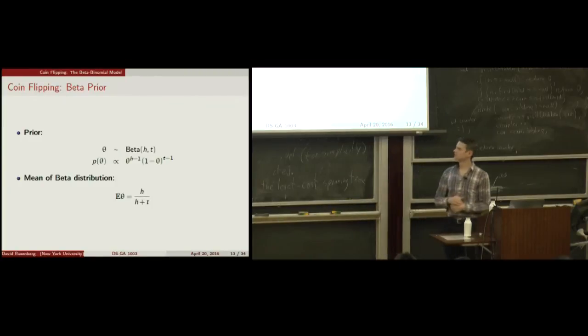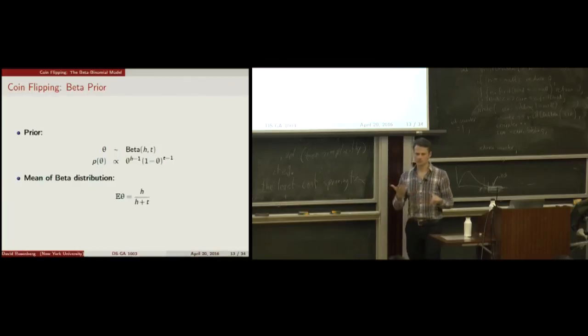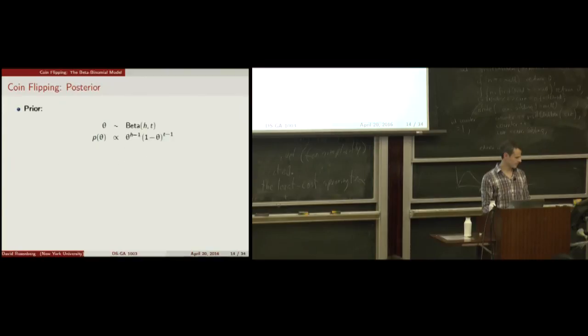Yeah, if I scale h and t by the same constant, the mean doesn't change. If anyone knows the beta distribution, what happens to the variance? Does anyone know how the beta distribution is parameterized? Okay. When you increase the scale of h and t, the variance decreases. So if we multiplied h and t both by 10, the mean stays the same, but the variance gets smaller. And so that's like saying we're more confident in that particular mean being the actual value or near the actual value of theta.